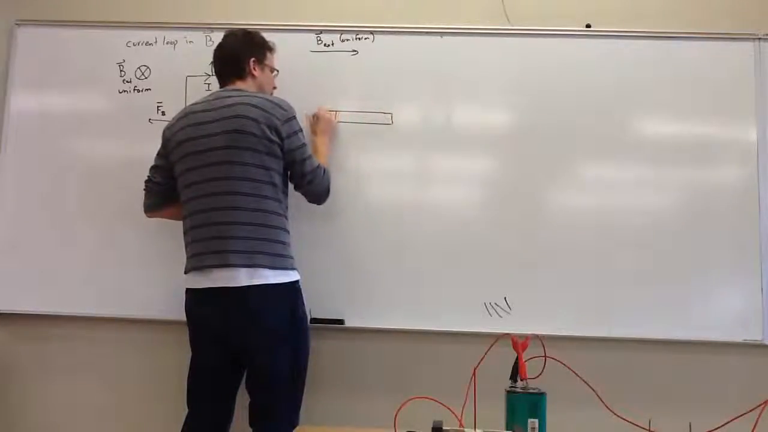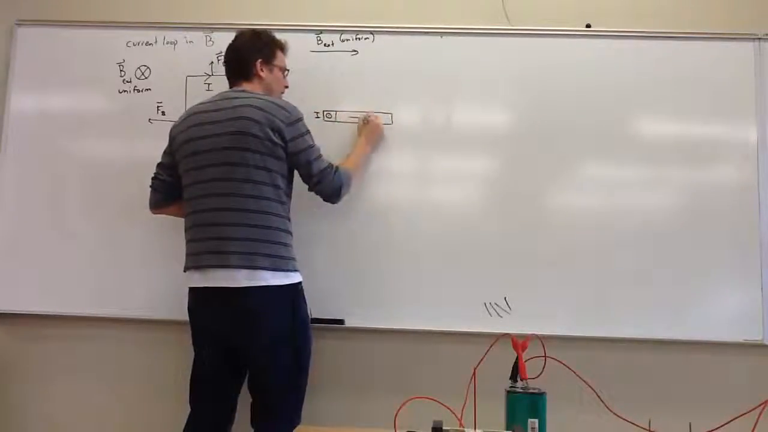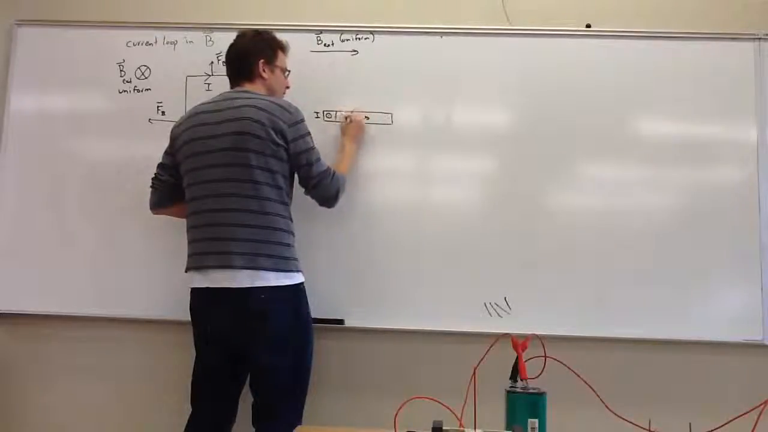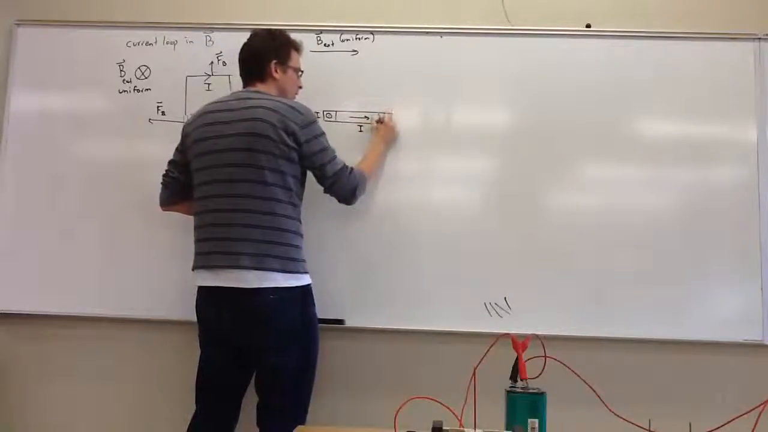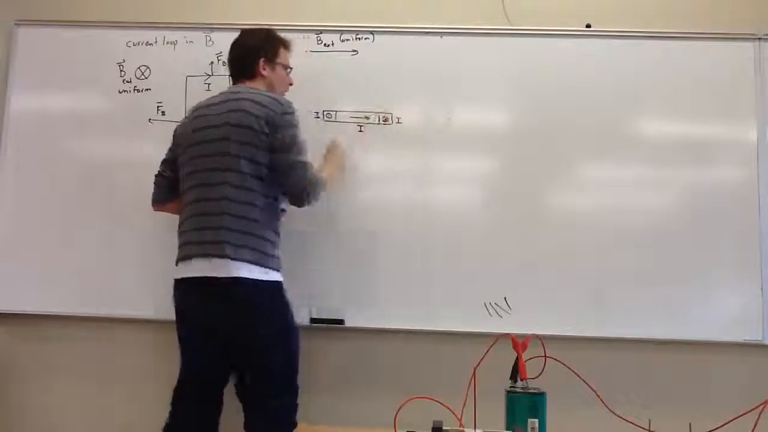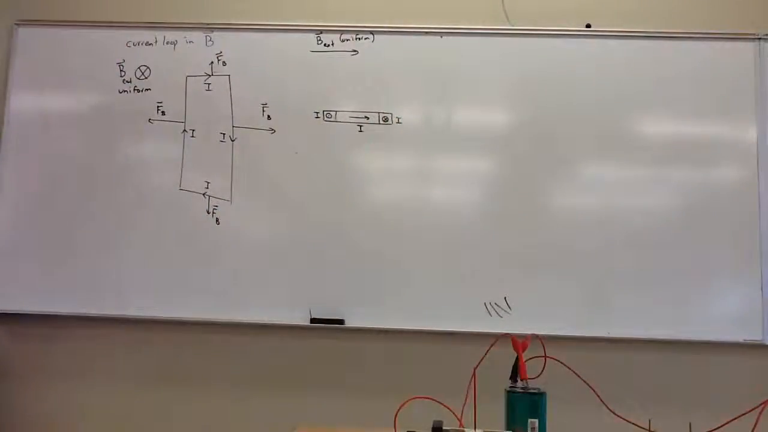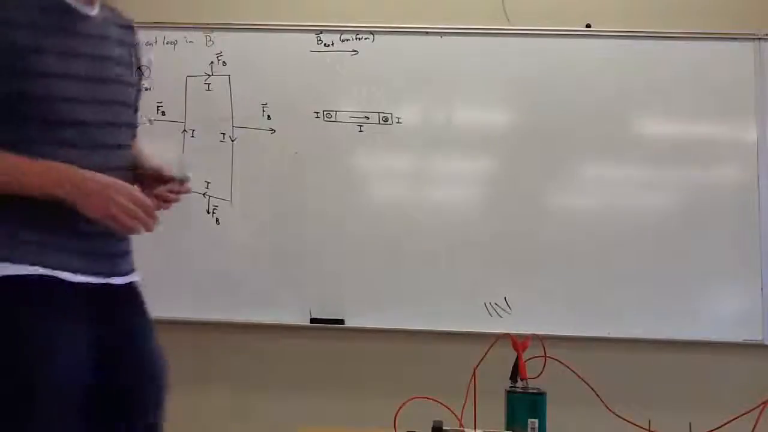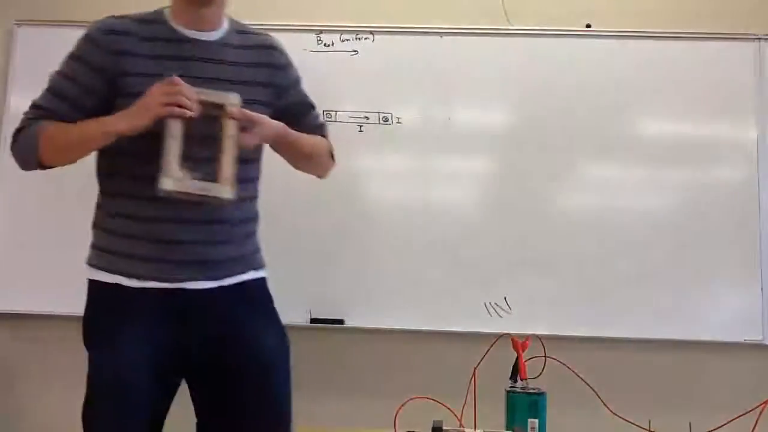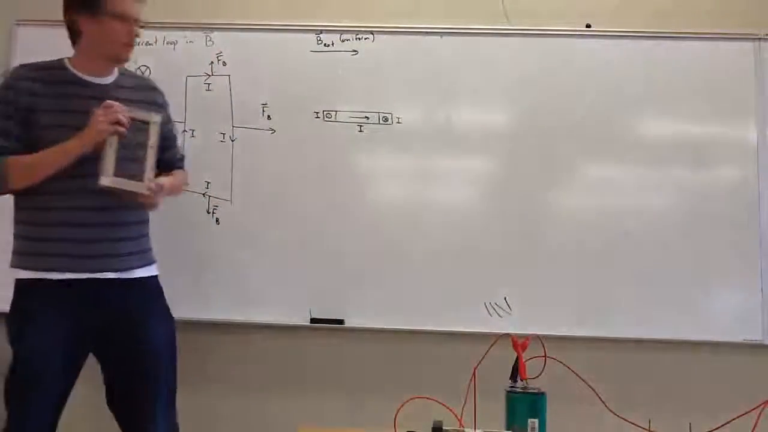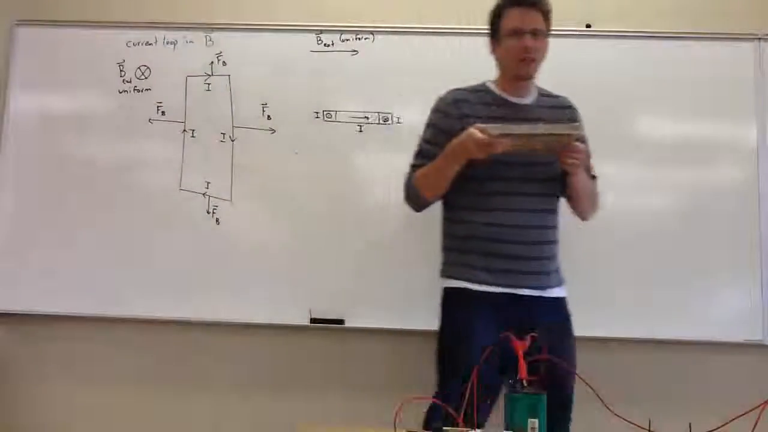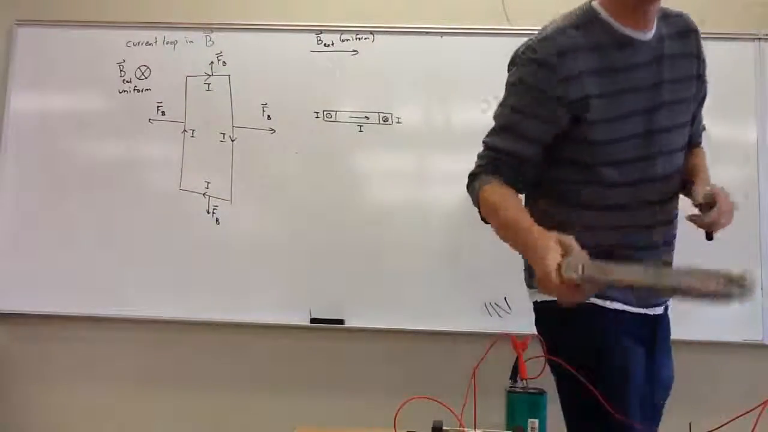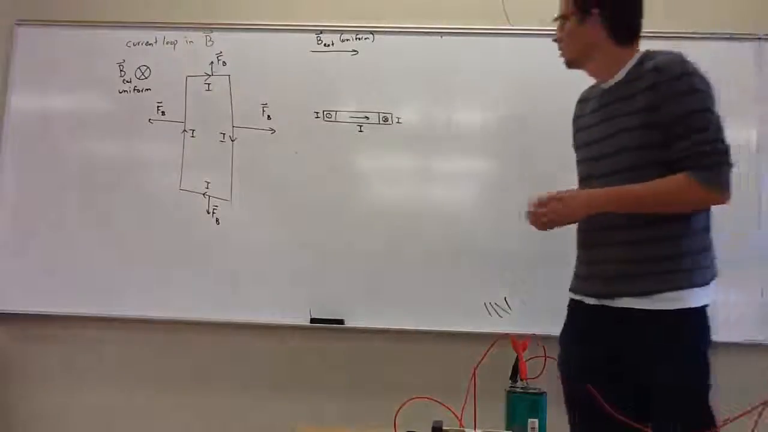Current comes out, goes across, goes in, and then I can't draw the return current in the back because that's the limitation of my drawing. But hopefully you remember, what is this? This is a side view of a current loop. So instead of looking at it face on, I'm looking at it edge on. Okay? All right?